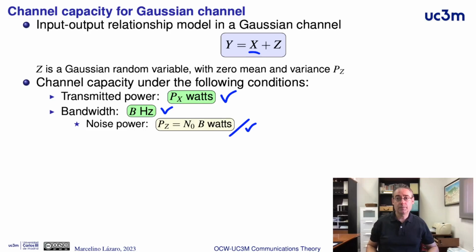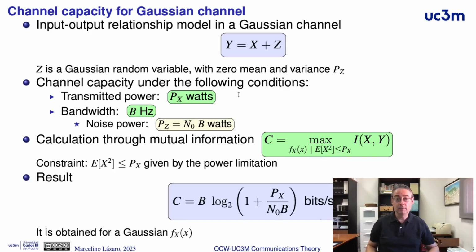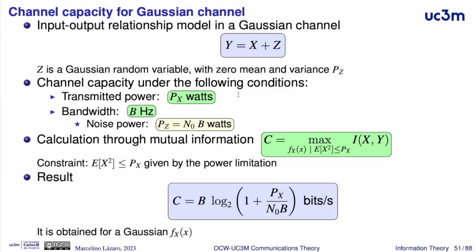With these constraints, it is possible to obtain the channel capacity just by using the definition related with the mutual information. The channel capacity is given by the mutual information between the input and the output of the channel, with the maximization made in the input distribution, and here we include the constraint of the power in the transmitted signal. It is possible to obtain this capacity. In many books you can find the analytical deployment to obtain this capacity. And this is the capacity.